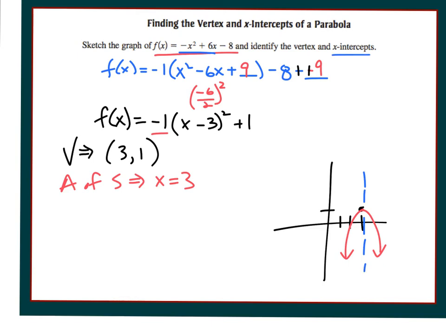Now we're asked to find x-intercepts. Well, how do we solve for x-intercepts? We substitute in 0 for what? For our y value. In this case, our f of x value. So now we say 0 is equal to -1 times the quantity x minus 3 squared plus 1. What's my first step in order to get to x? I subtract 1. So now I have -1 is equal to -1 times x minus 3 squared. Now what? Divide by what? -1. Now what?